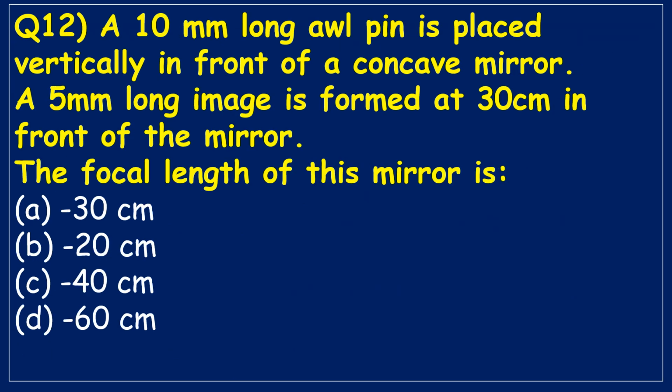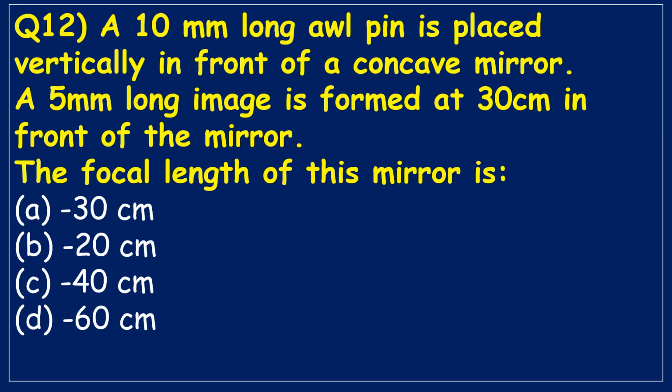A 10 mm long awl pin is placed vertically in front of a concave mirror. A 5 mm long image is formed at 30 centimeters in front of the mirror. The focal length of the mirror is? Here the size of the object is given, 10 mm, and the size of the image is 5 mm. That means the size of the image is exactly half of the size of the object. It is smaller.